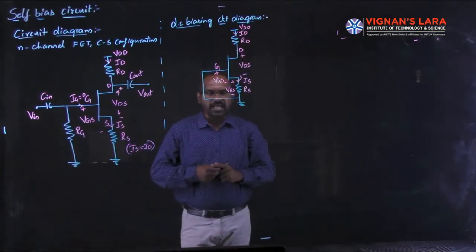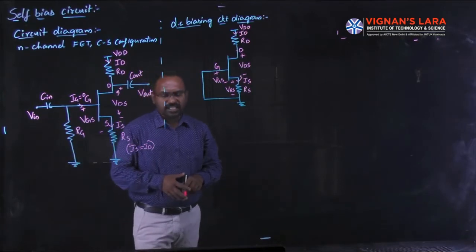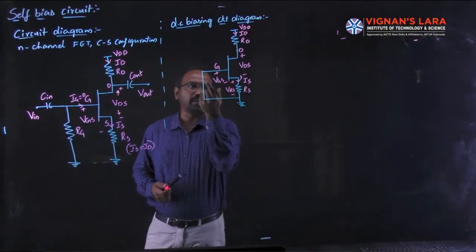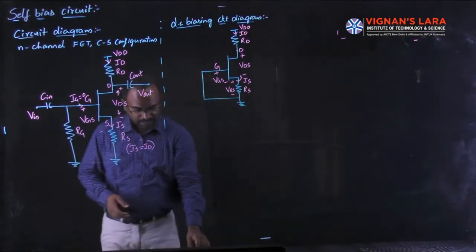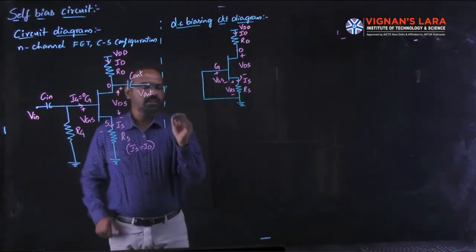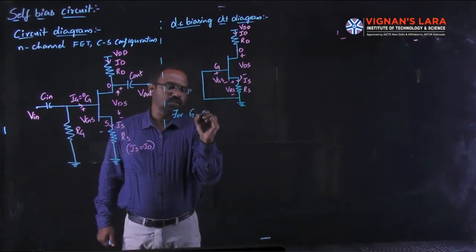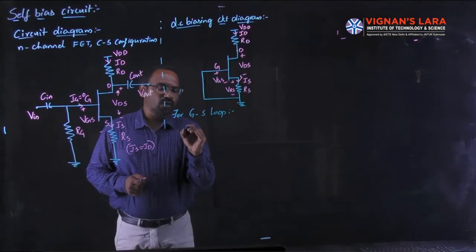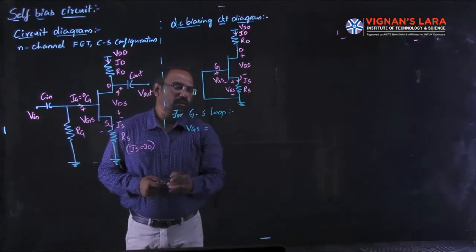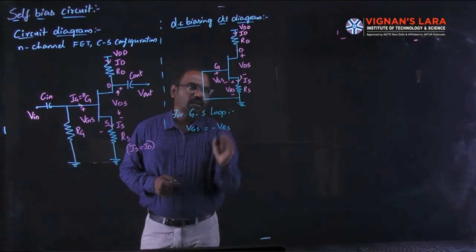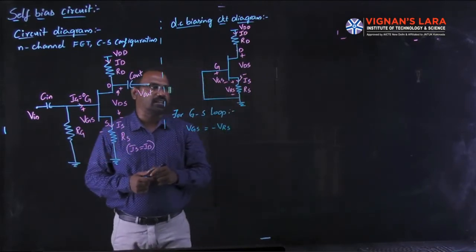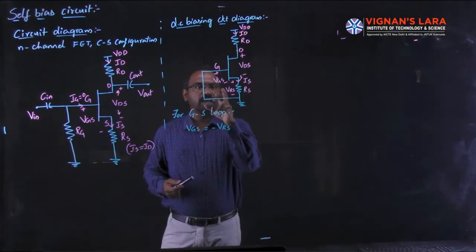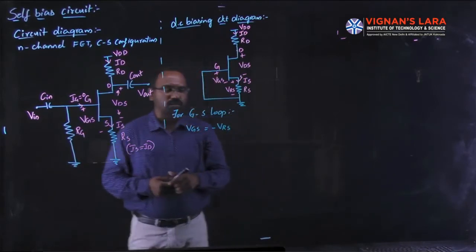So here also since IG is equal to 0, RG will be short circuit. So here the VGS will be decided by this loop. So for that I am writing the KVL. For gate to source loop, applying the KVL, I will get VGS is equal to minus VRS. Why? Because we have assumed the current direction is in this direction, because IS is in the downward direction. Then what will happen? VGS plus VRS is equal to 0. That means VGS is equal to minus VRS.